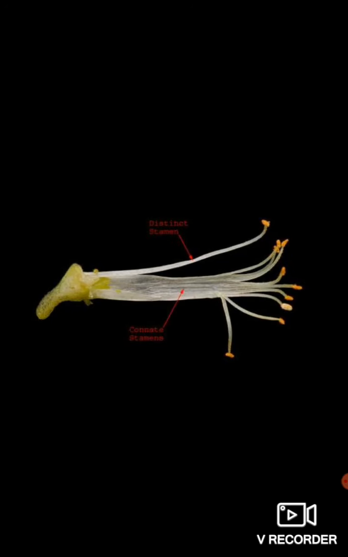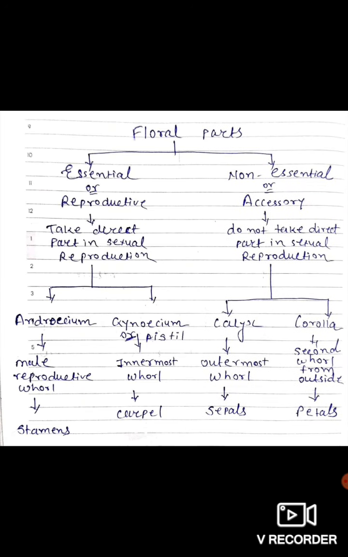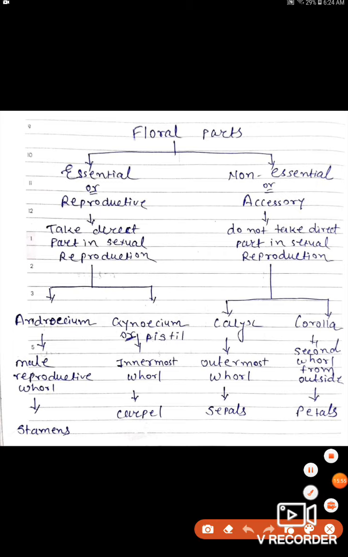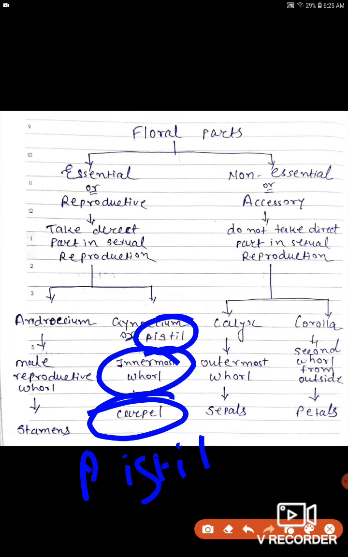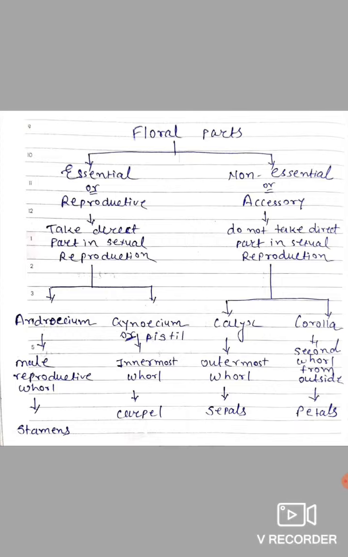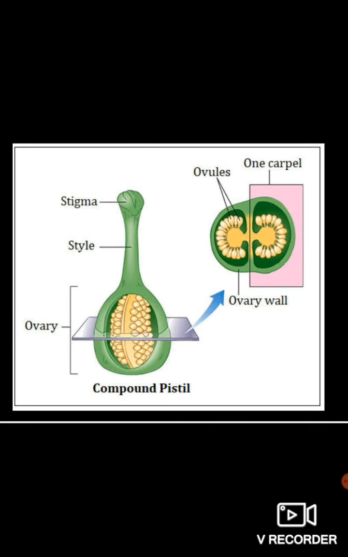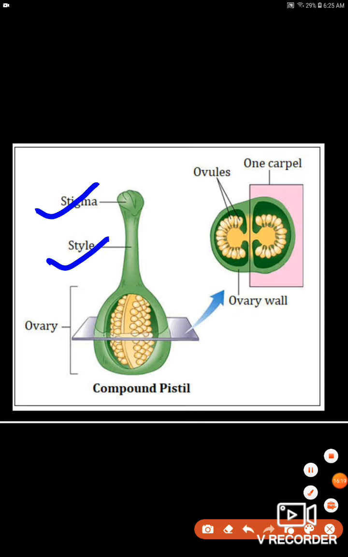Now we will see the gynoecium. As you know, in the gynoecium, the unit is called the carpel. Gynoecium is also called the pistil. Okay? It is the innermost whorl and the unit is the carpel. Now we will see the structure of the carpel. The carpel has three parts: stigma, style and ovary.